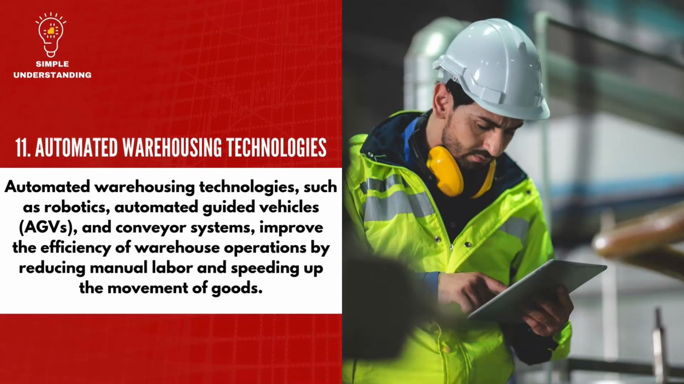11. Automated warehousing technologies. Explanation. Automated warehousing technologies, such as robotics, automated guided vehicles, AGVs, and conveyor systems, improve the efficiency of warehouse operations by reducing manual labor and speeding up the movement of goods.